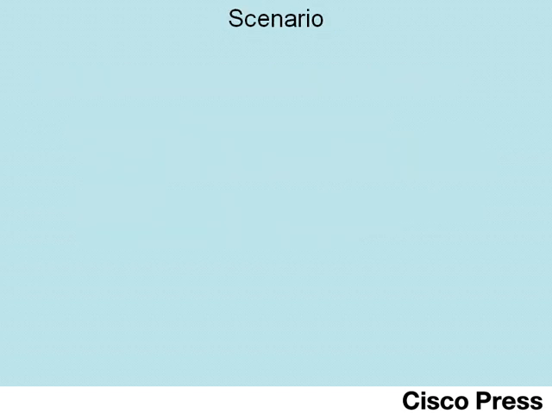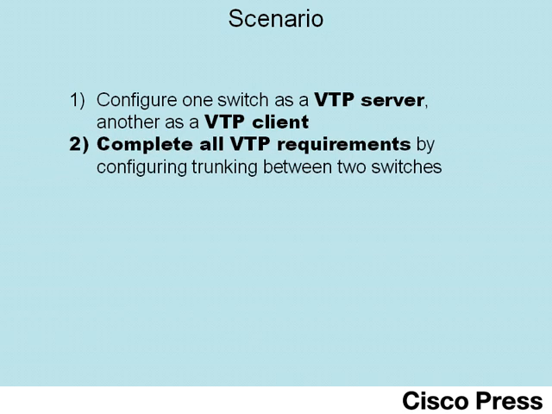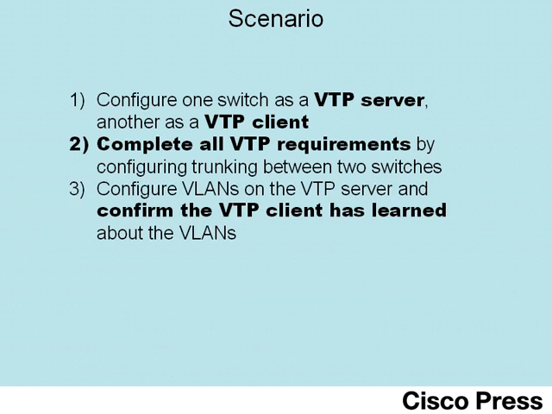This lab uses three scenario steps to reach these objectives. In the first step, you'll see how to configure one switch as a VTP server and another switch as a VTP client. In the second step, we'll review and complete all the VTP requirements so that the two switches can indeed exchange VLAN configuration information. Finally, in the third step, we'll actually configure a new VLAN on the VTP server and confirm that the VTP client has indeed learned about this new VLAN.